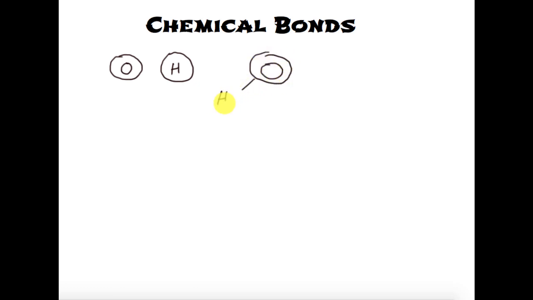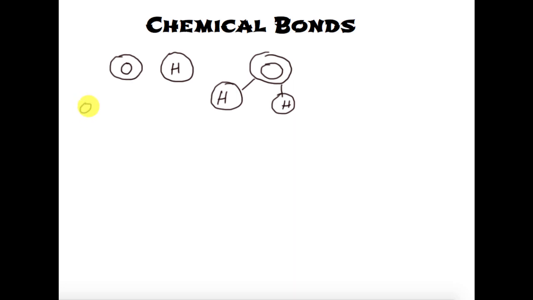So oxygen is going to bond with hydrogen and make a water molecule. You guys hopefully are familiar with water. So you get your water molecules based on one oxygen bonding with two hydrogens. So what you end up with is a compound. Compounds are when two or more atoms join together.